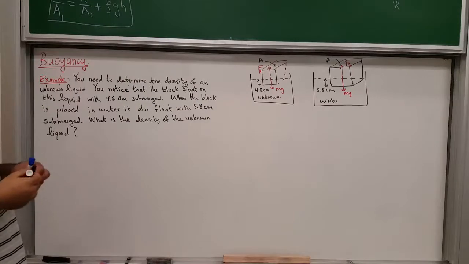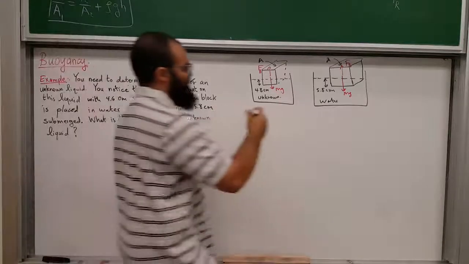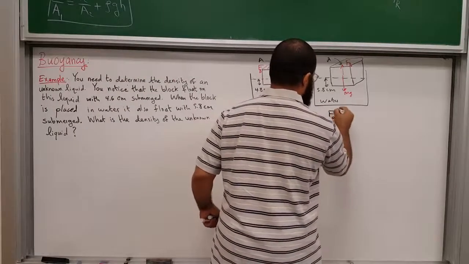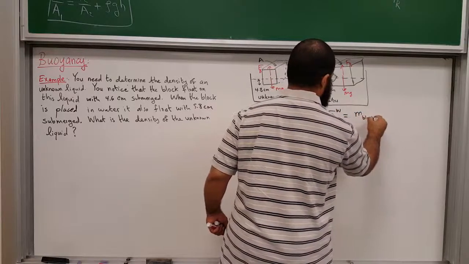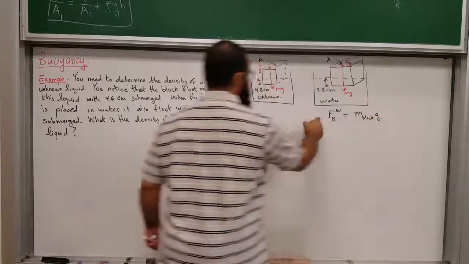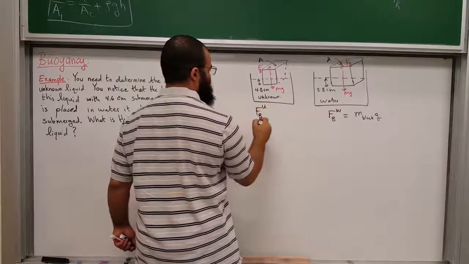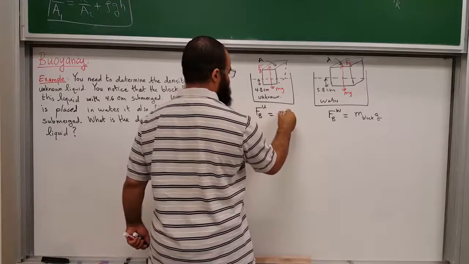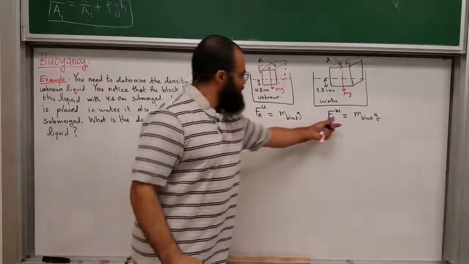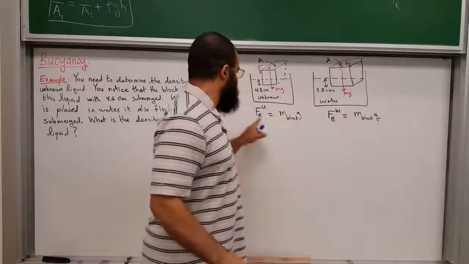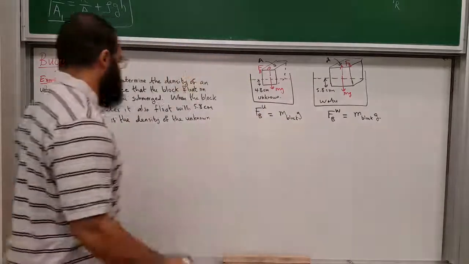So we can write down the following. All right, from here, the buoyant force from the water will equal the mass of this block times gravity. And the same thing here, the buoyant force from the unknown fluid, I put U for unknown, will equal mg, the mass of the block times gravity. That's how it would float. So this must equal that. This is mg, this is mg. So the buoyant force from the unknown fluid will equal the buoyant force from the water. Let's set them equal and see what happens.